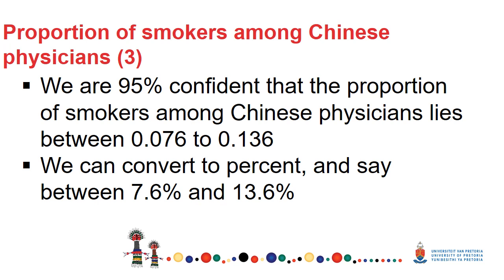We can interpret the result by saying we are 95% confident that the proportion of smokers among Chinese physicians lies between 0.076 and 0.136. To make it easily understandable, we can convert to percent and say that we are 95% confident that the percentage of smokers among Chinese physicians lies between 7.6% and 13.6%.